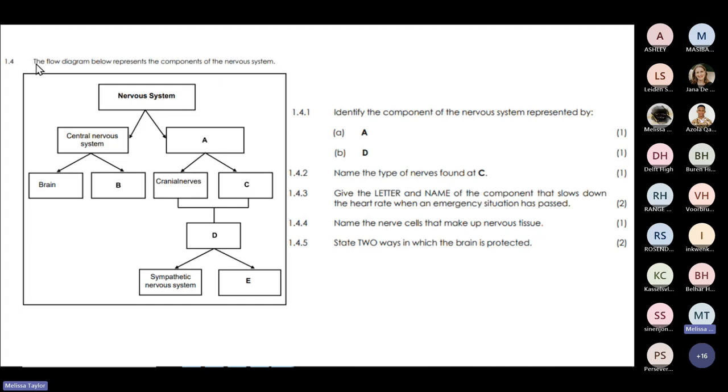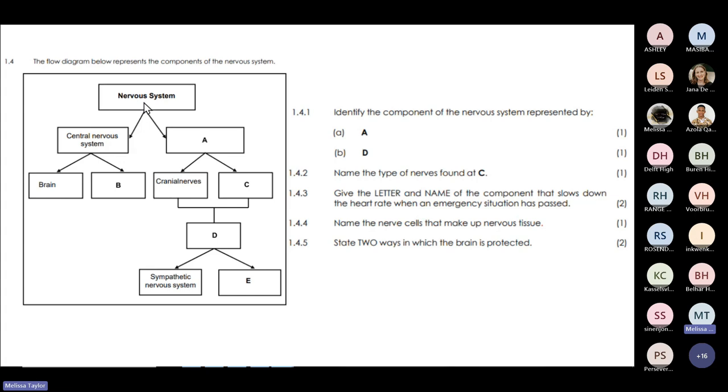So the question stem says the flow diagram below represents the components of the nervous system. So remember I said to you the other day, always try to make sense of the diagram first before you look at the questions. Right. So this is essentially a flow diagram that I had on the slideshow a few minutes ago. But this is also exactly how it was represented in the past paper question.